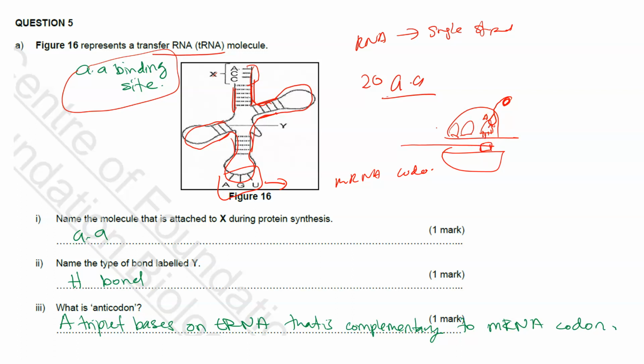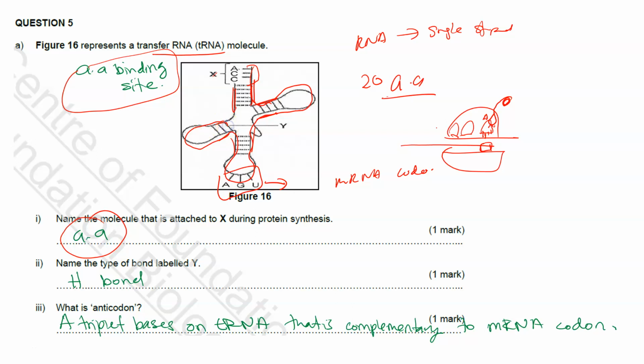Okay, so name the molecule that is attached to X during protein synthesis. It is amino acid. Jadi saya punya jawapan ni as short form ya. Bila dalam exam awak jangan tulis AA. You have to write it full amino acid. Okay, so second, name the type of bond label Y.